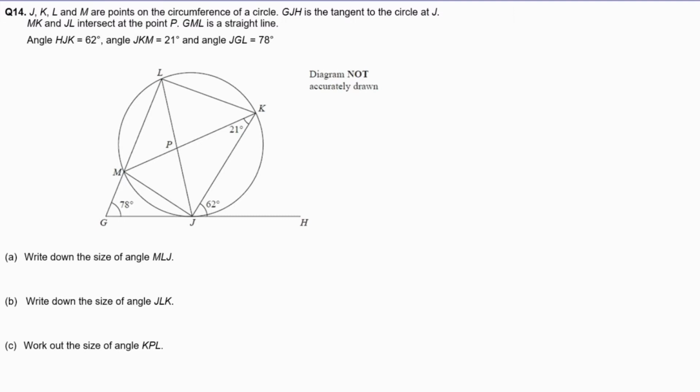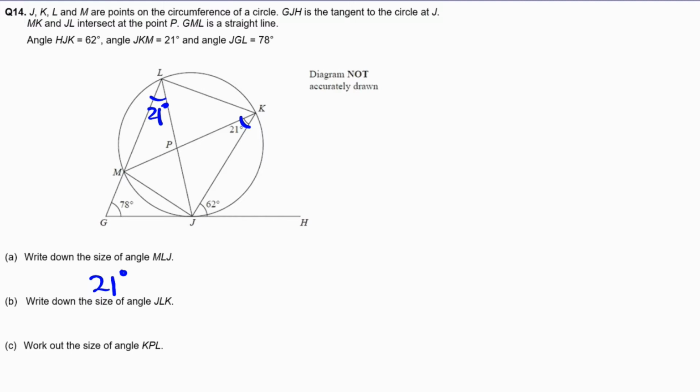So MLJ is this angle here. Of course, this angle will be equal to that. So this will be equal to 21 degrees. And this is because we know that angles extending to the circumference from the same arc are equal.